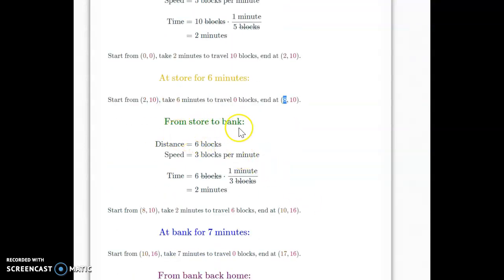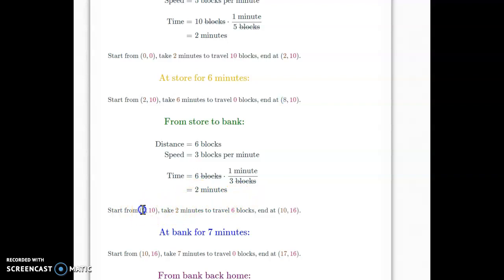And then to get from the store to the bank, distance and speed. Okay, so distance was 6 blocks, speed was 3 blocks per minute. So how are you going to do that? Okay, you're taking 6 blocks at 3 blocks per minute as your rate. So that takes you 2 minutes. So think about what's increasing.